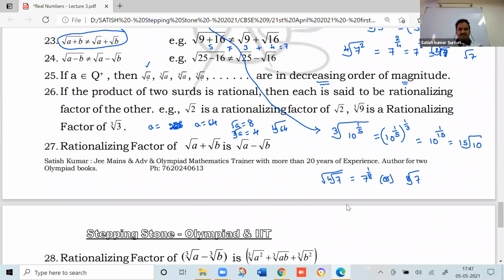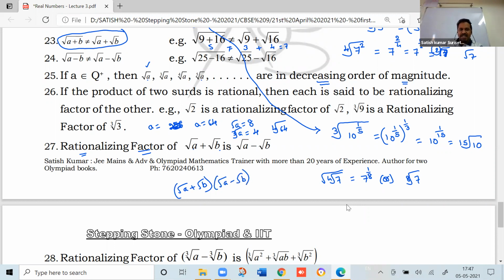Next, rationalizing factor. Rationalizing factor means, as the name says, we are having rational. That means when we multiply, the result must be a rational. So the rationalizing factor of root a plus root b is root a minus root b. That means when I take the product of these two, root a plus root b, the product must be a rational.